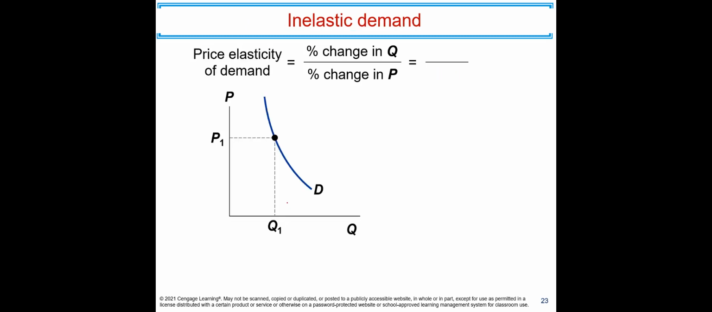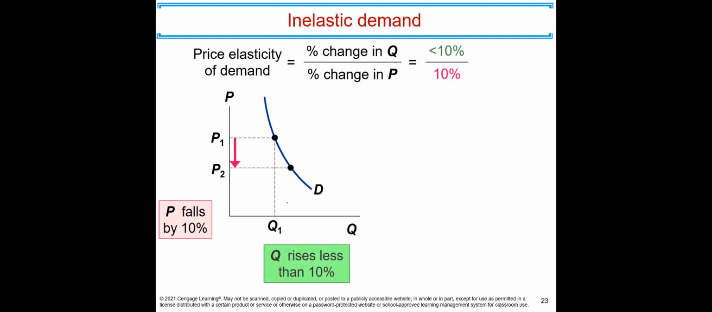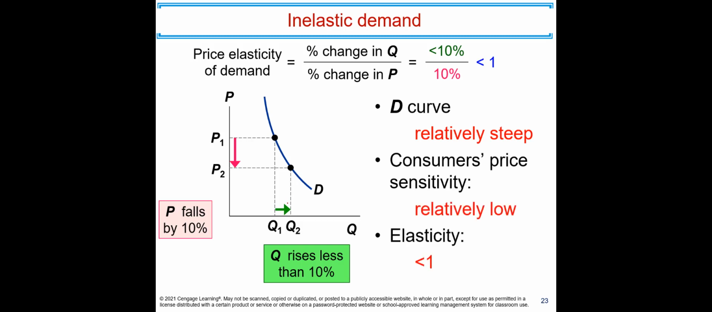Elasticity is 0 means perfectly inelastic demand. Let's see this example. It's a steep curve, right? It looks like letter I. Let's change the price. Let's say price falls by 10%. Look how much the quantity changes. Less than 10%. Just follow the arrows, the size of the arrows. Pink arrow is much bigger in terms of length than the green arrow. So percentage change in quantity is less than 10%. Percentage change in price is 10%. Demand curve is relatively steep. Consumers' price sensitivity relatively low, and elasticity is less than 1. So this is an inelastic demand.